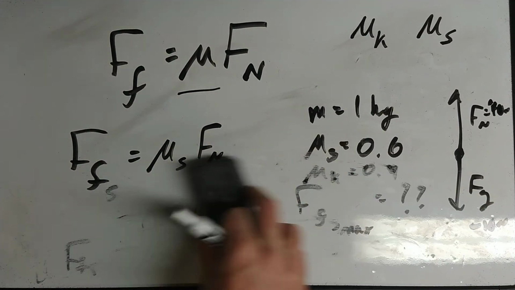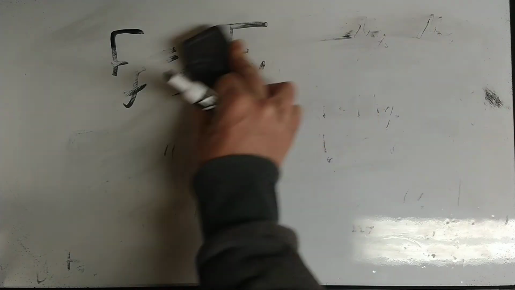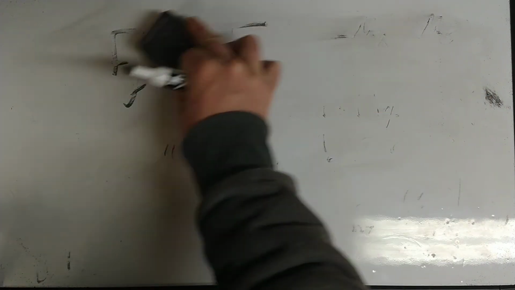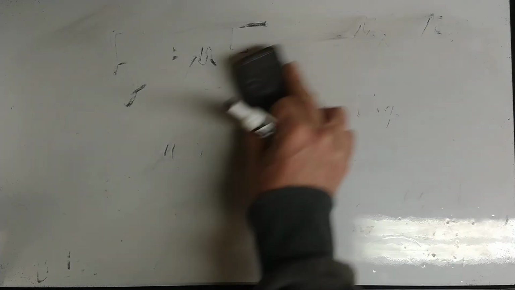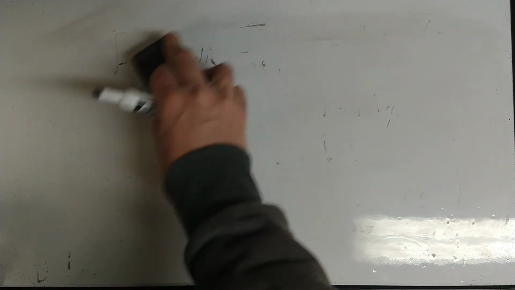Now, one of the things we're going to talk about in class as a follow-up is where friction comes from. Why do different materials have different coefficients? Part of it is the literal physical texture.